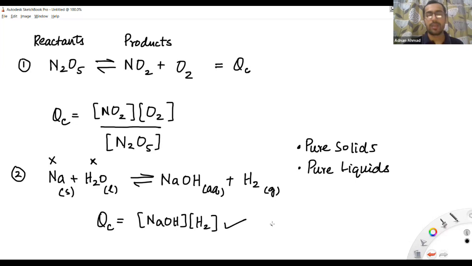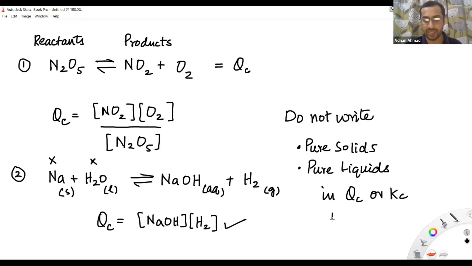That's it, right? Because we do not write, let me write it here so that you can remember: do not write pure solids and pure liquids in the QC or KC expression. So these were some of the questions that we practiced.